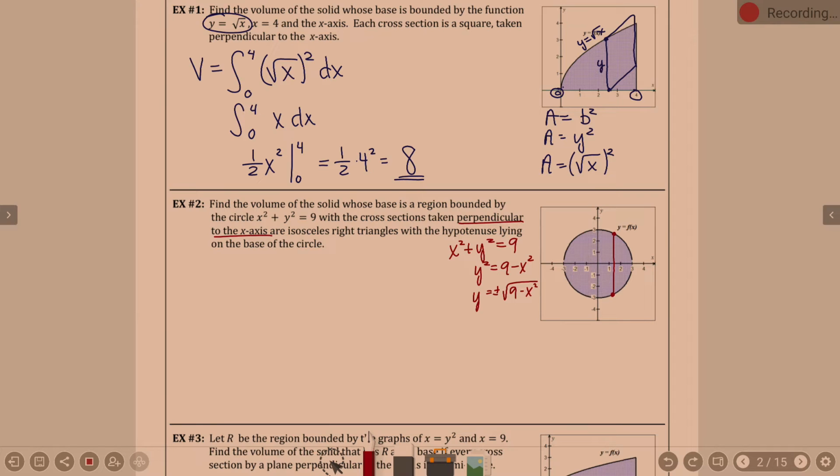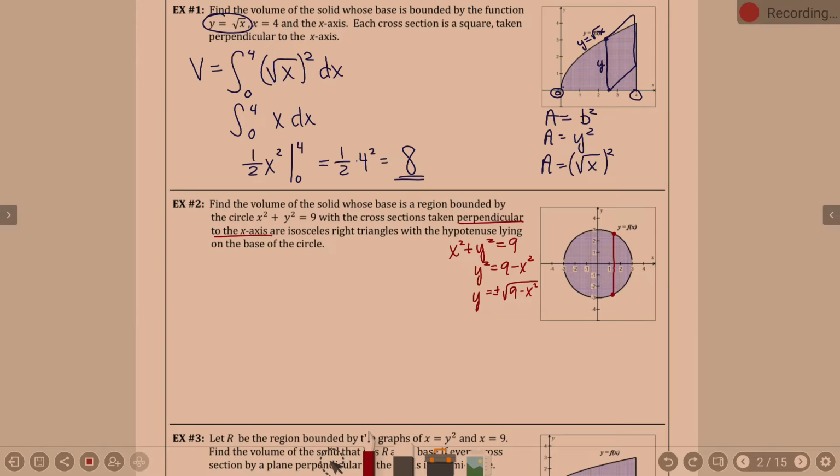Realize when we say y equals plus or minus the square root of 9 minus x squared, the positive square root of 9 minus x squared is the top half of the circle. The negative square root of 9 minus x squared is the bottom half of the circle, yes? Okay, so that's when they say plus or minus. That's what we're looking at here.